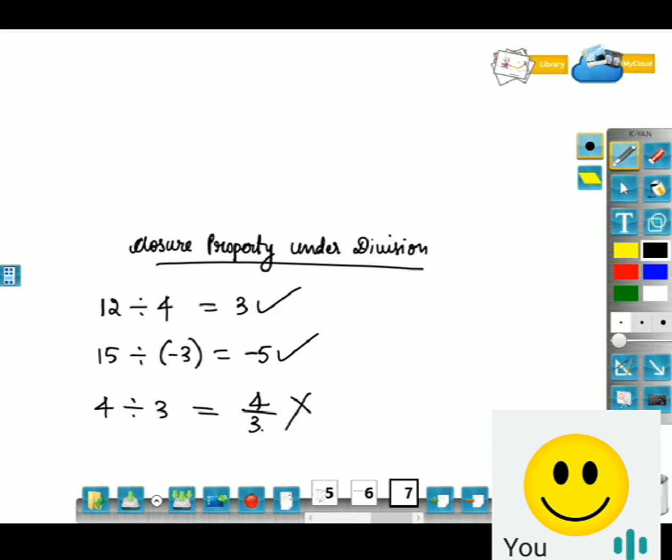If we are not going to get our answers in integers, we can say that integers are not closed under division. Okay, is it clear? So for any two integers, on dividing any two integers, you must always get an integer. But here we are not getting answers in integers. So that's why we can say that integers are not closed under division.